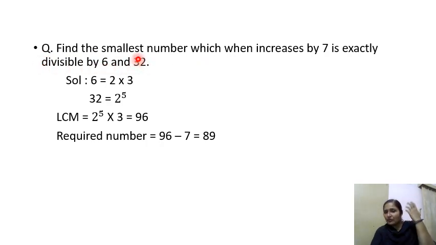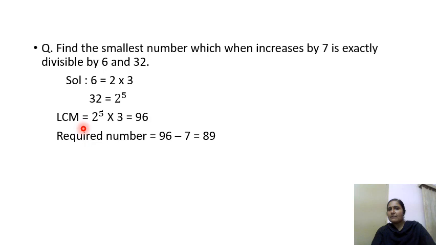The number which you are finding should be divisible by 6 and 32. Divisible means what? It will be divisible when it is a multiple, correct? So we got the term multiple, and when we get the term multiple, we have to find the least common multiple. So again we are doing the prime factorization. 6 can be written as 2 into 3. 32 can be written as 2 raised to 5.